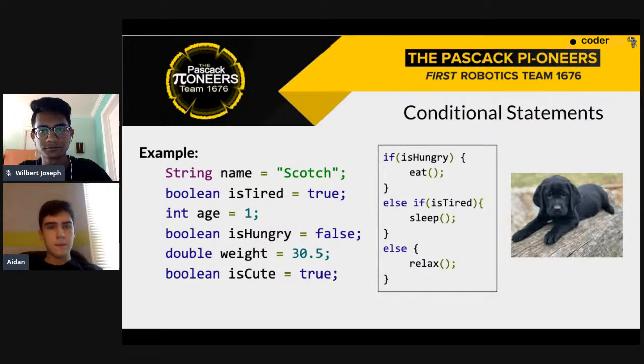All right, so here, if the Boolean is hungry, which is false, says eat, well, it's false, so it wouldn't eat. And if it says if tired, else if, so it would go down there. And that's true, so it says it would sleep, and then the code would be done with the if statement.